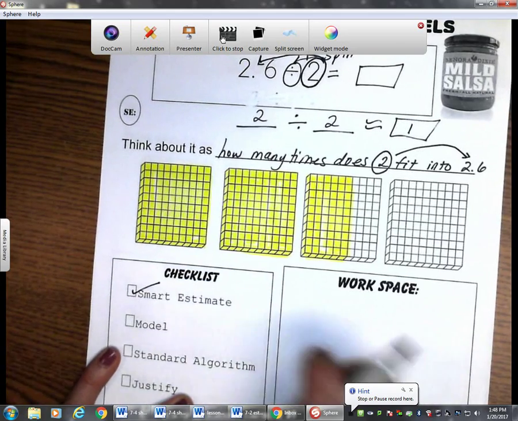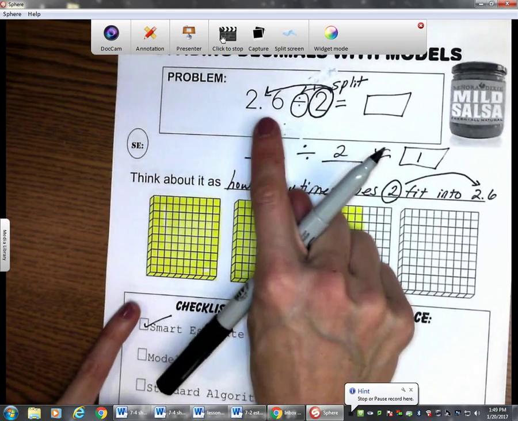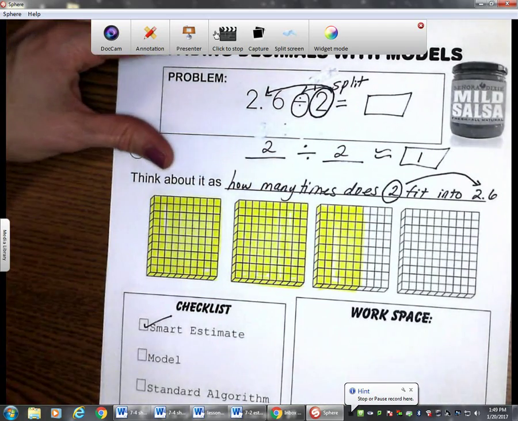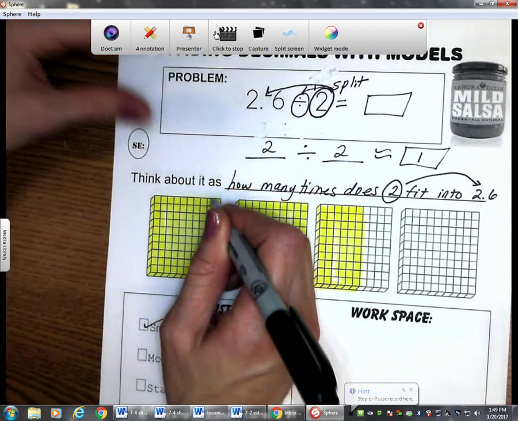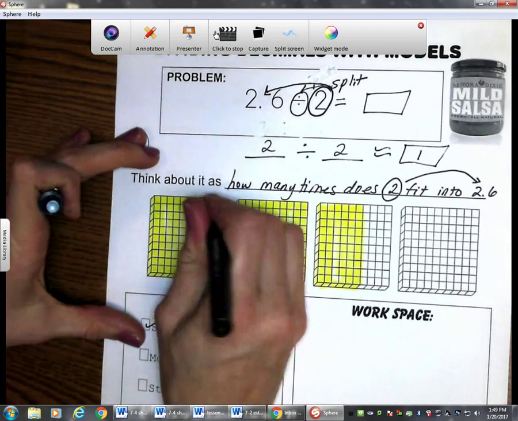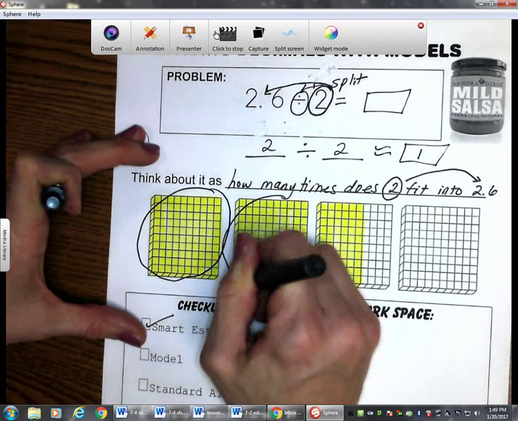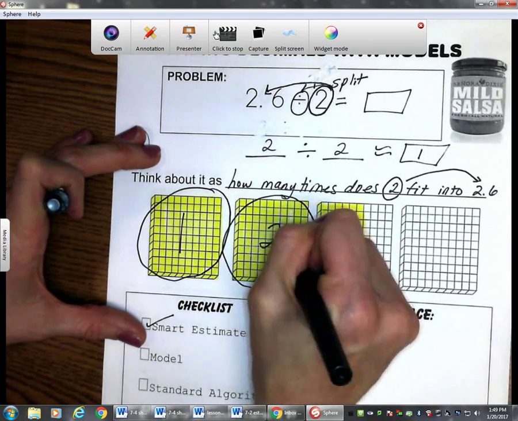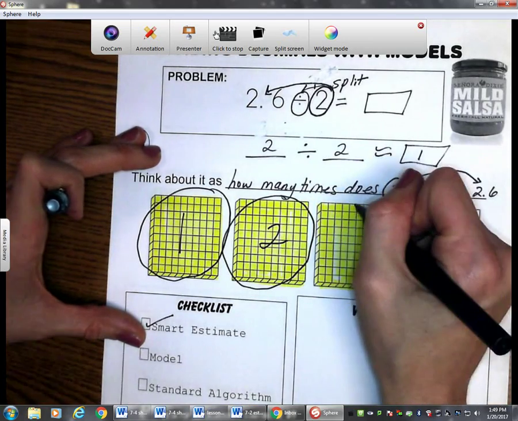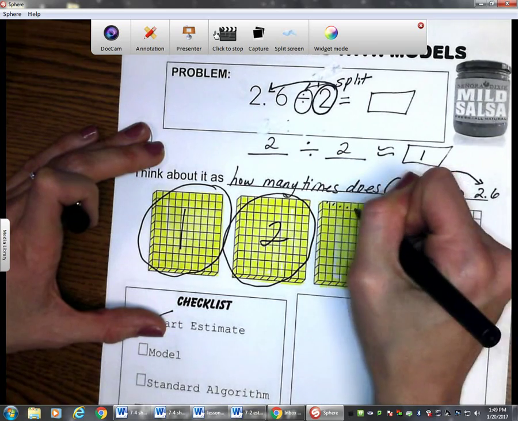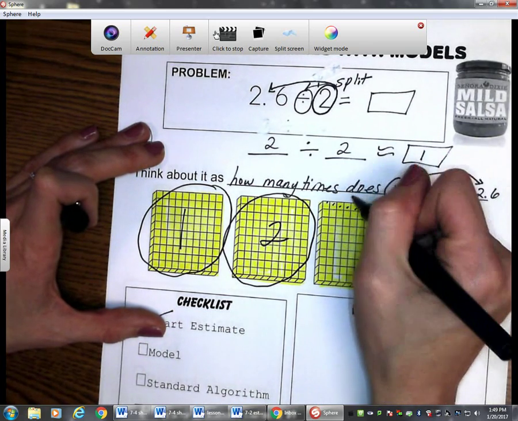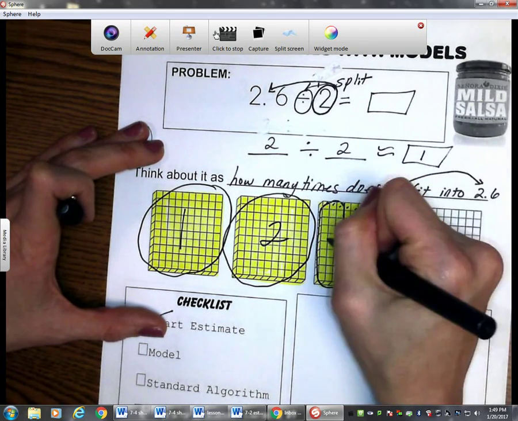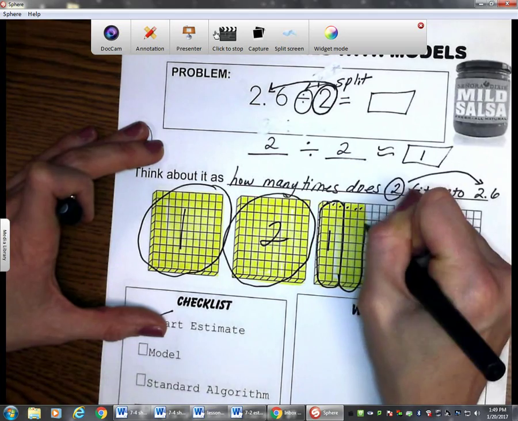Our model part, I already got a little head start by shading 2 and 6/10, and now I have to figure out how to split it equally into two parts. So I'm going to go ahead and say each of the parts can get a whole. So this is part 1 and this is part 2. And now I have to split 1, 2, 3, 4, 5, 6/10 into 2. So this can go to the first part and this can go to the second part.